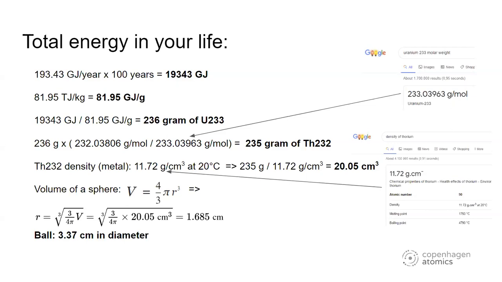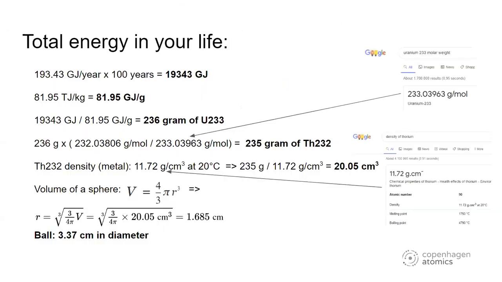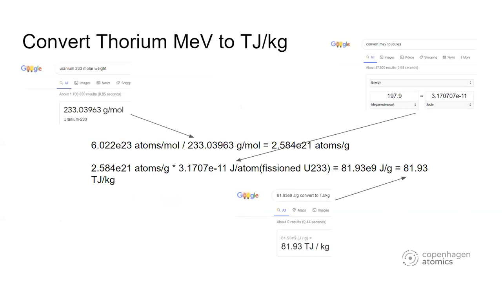But now we will talk about some of the things that I didn't say. For example, in line number 2 on this chart, we said that we have 81.95 terajoules per kilo. And how did we get that number? We saw on the page here, in the green box, that it came from this 197.9 mega electron volts. So how do we make that conversion? I'll just quickly explain that here.